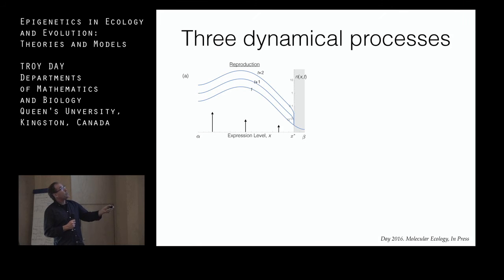And so that's going to increase the density of bacteria with these different expression levels, except the ones above X star won't change. So that's that first component of the equation, differential reproductive success.